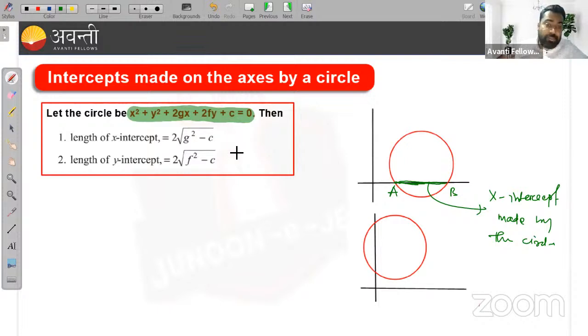Already in the previous class also we derived this formula to find the length of the intercept, right? So if the circle intersects the y-axis as well, then the length of the y-intercept will be 2 into root of f square minus c, right? This length AB is called the y-intercept, and the length will be 2 into root of f square minus c. Clear, everyone? Okay. Let's move.